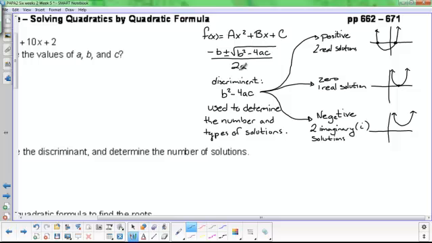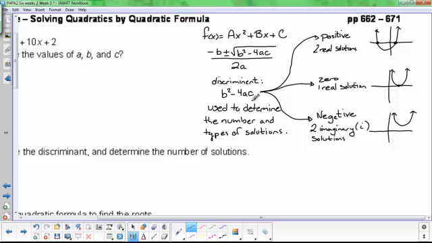Inside of this formula you'll notice that there is a square root symbol. It is the value of the number underneath the square root symbol that plays a critical role in determining the type and number of solutions that a parabola has. This value, b squared minus 4ac, is called the discriminant. The discriminant is used to determine the number and types of solutions that a quadratic equation has.